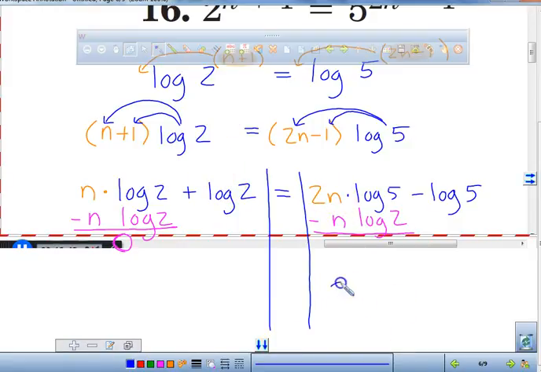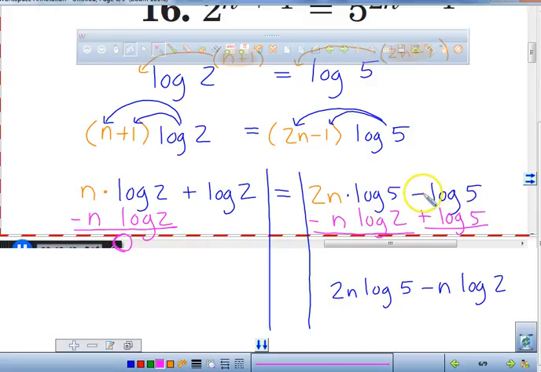You have to leave this side as 2n log of 5 minus n log of 2. 2n log of 5 minus n log of 2. I just write it all out like that. Over here, to get rid of this negative log of 5, what I'm going to do is add a log of 5. And when you have a negative log of 5 and you add a log of 5, yes, that does zero out. But I'm going to have to do what? I'm going to have to add a what? Log of what? 5 right here.